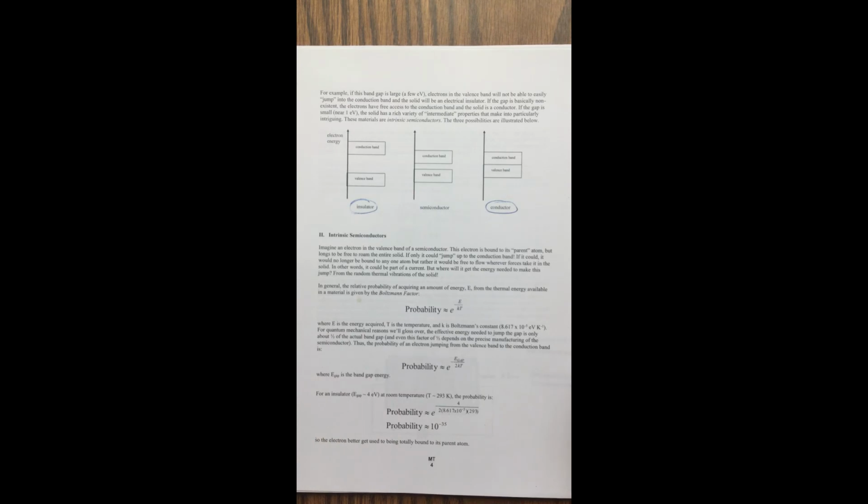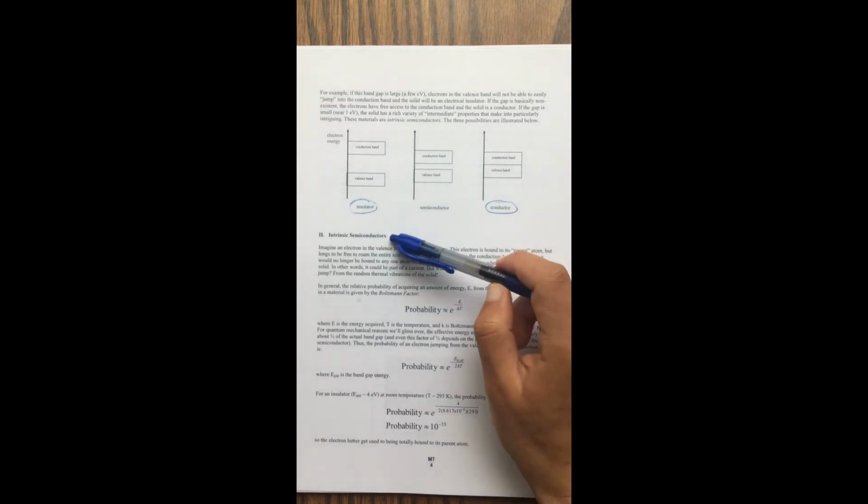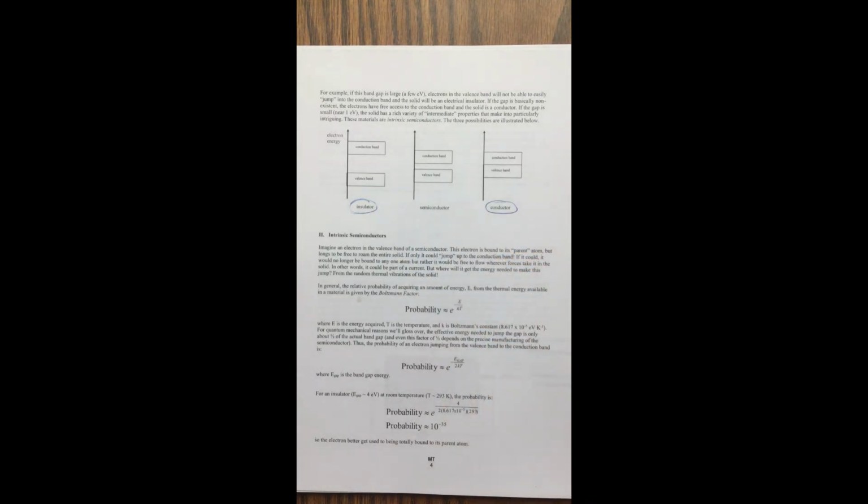Okay, we're going to look at two types of semiconductors. We're going to look at intrinsic semiconductors here, and later on in this project, we'll look at doped semiconductors. For intrinsic semiconductors, we are only looking at one element or compound. For doped semiconductors, there are impurities which are added.